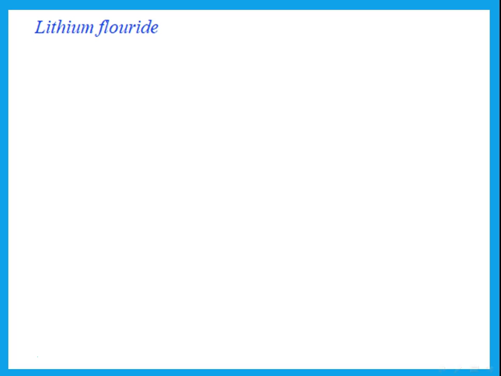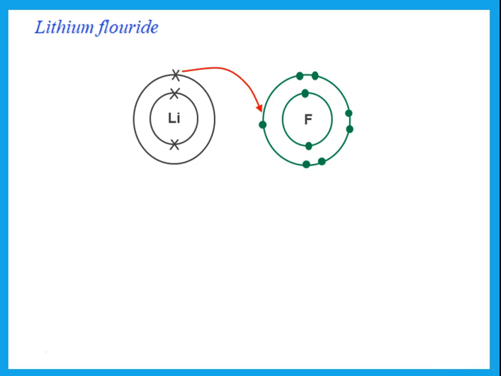Okay, so let's write dot and cross diagrams. We've written a dot and cross diagram for sodium chloride. Let's write it for other things. For example, lithium fluoride. Lithium has 1 electron in its outermost shell. Fluorine is in group 7. It has 7 electrons. So we said the lithium doesn't want that outermost electron. It will lose it and give it to the fluorine. And that means that the lithium will end up with an extra positive charge.